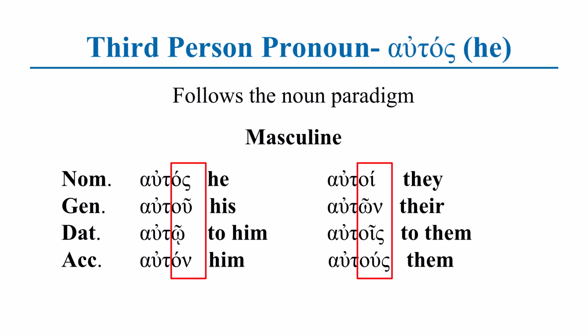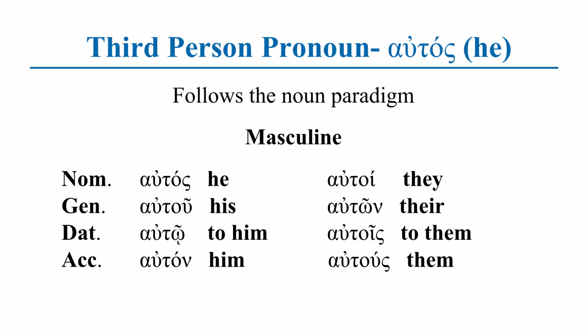In the genitive you have autou. That omicron upsilon is from the noun paradigm. In the dative you have autō. That omega is from the noun paradigm. In the accusative you have auton. That omicron nu is coming from the noun paradigm. So these endings that you are seeing on the third person pronouns are endings that are coming from the noun paradigm, the first and second declension paradigm. So these are masculine endings, case endings from the noun paradigm.